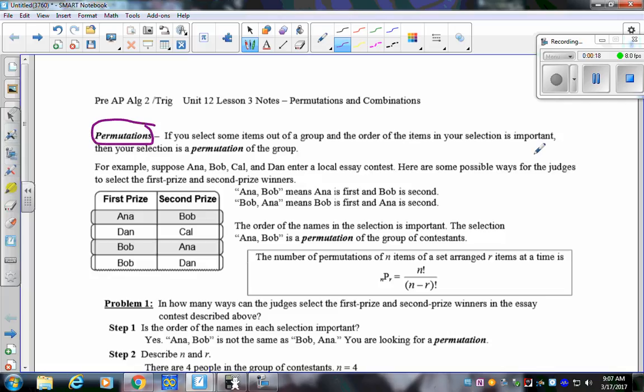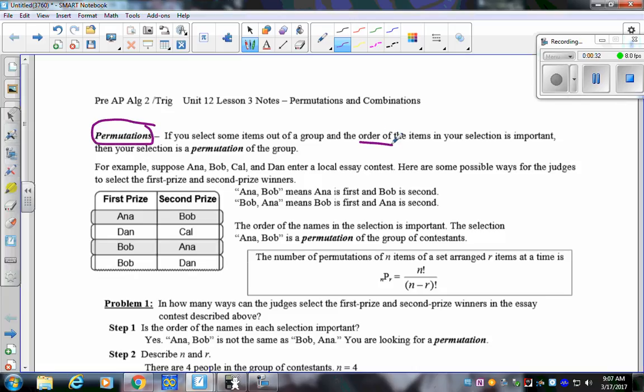So a permutation, besides just being super fun to say, well, first of all, in both of these, we're talking about how many different arrangements we can make of something. Okay, if we're given a scenario, how many different possible outcomes are there? So in a permutation, it's important to know that order matters.